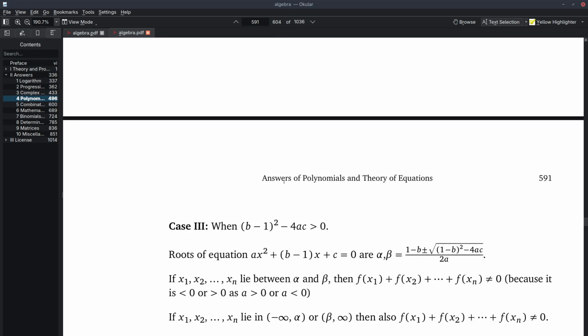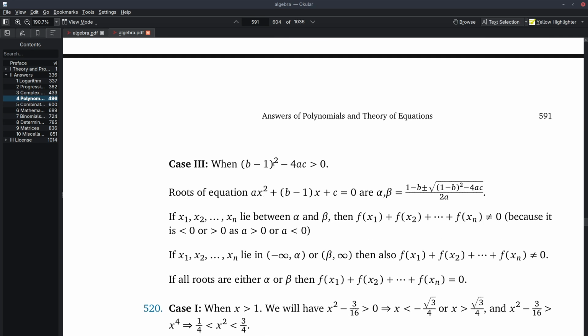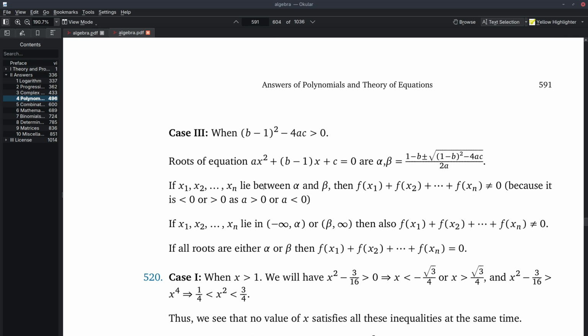Now we look at the third case, when b minus 1 whole squared minus 4ac is greater than 0. So we take the roots, we get (1 minus b plus minus square root of (1 minus b) squared minus 4ac) by 2a. Now if x1, x2 through xn lie between alpha and beta, then the sum would not be equal to 0, because it is either less than 0 or greater than 0, as a is greater than 0 or less than 0. If x1, x2 through xn lie between minus infinity and alpha, or beta and infinity, then also the sum would not be equal to 0. So if each root is alpha or beta, then f of x1 plus f of x2 through f of xn will be equal to 0.